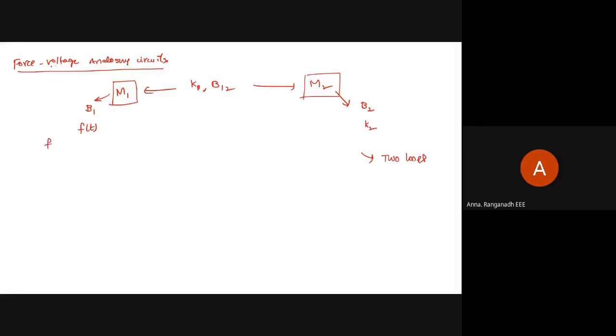Now, after identifying this, here we are using the force voltage analogy. So F of t will become analogous to V of t, because the force is the input for the mechanical system. In a similar way, the voltage is the input for the electrical system. That's why both inputs will be connected together. Then B1, how will B1 be analogous to electrical? R1. Right? B1 is nothing but R1.